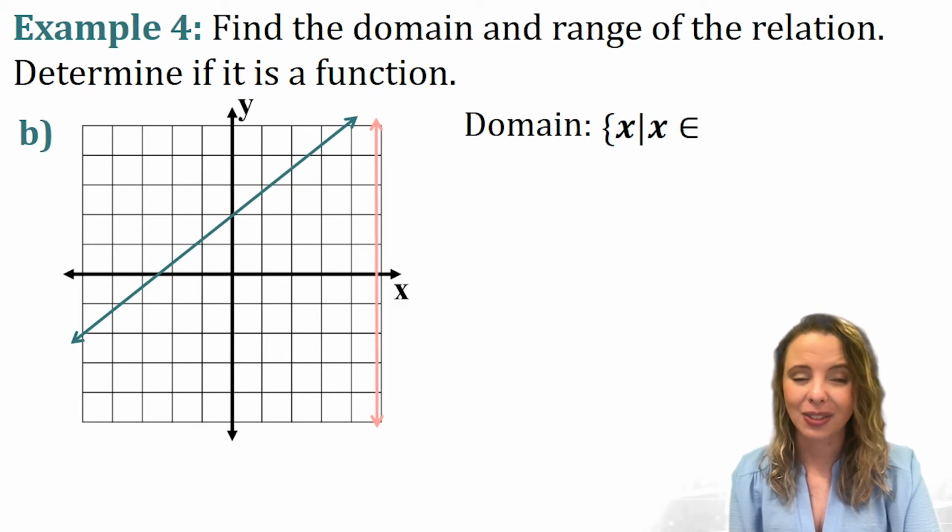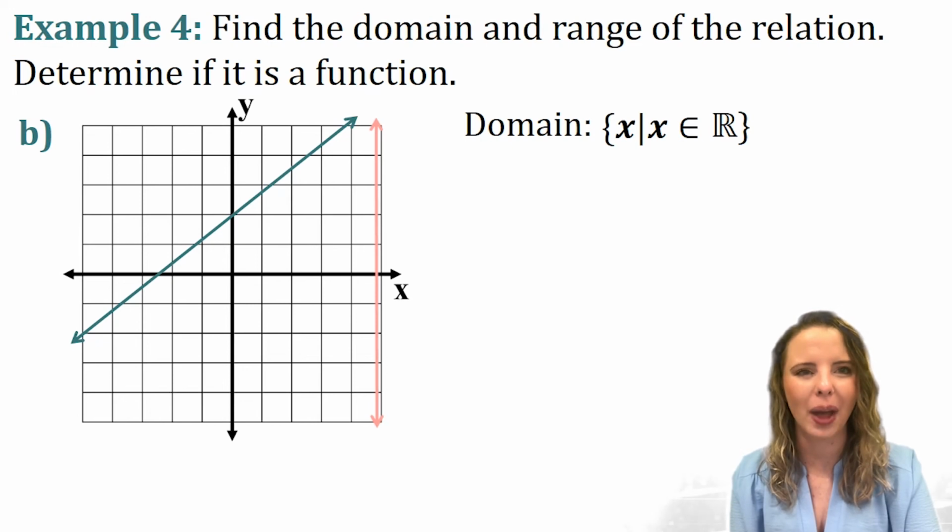X exists, that's what that little weird E means, in all real numbers, that bolded R. Now, sometimes if you're writing this on your paper, where we have the word domain written all the way out, you could simply write a capital D.